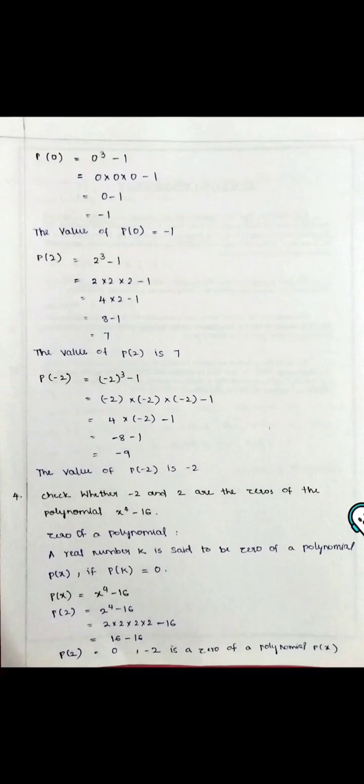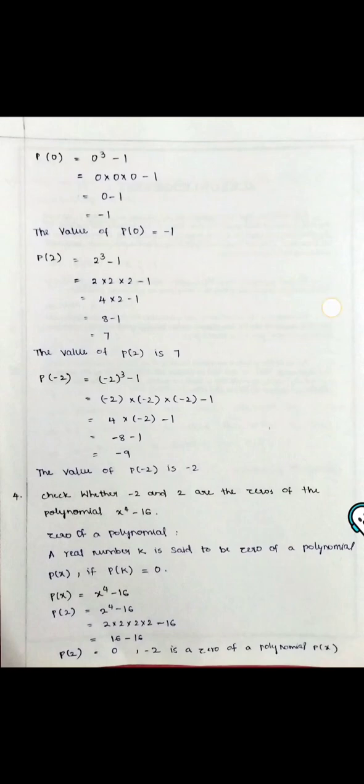A real number k is said to be a zero of polynomial p of x if p of k is equal to 0. Here p of x is equal to x power 4 minus 16. What are the values that they have given? p of 2 is equal to 2 power 4 minus 16, which is 2 into 2 into 2 into 2 minus 16. 2 2s are 4, 4 2s are 8, 8 2s are 16. 16 minus 16 is 0. So we can say that plus 2 is a zero of the polynomial.